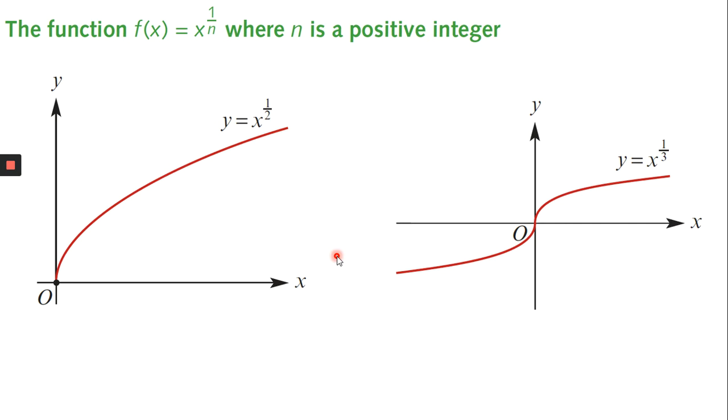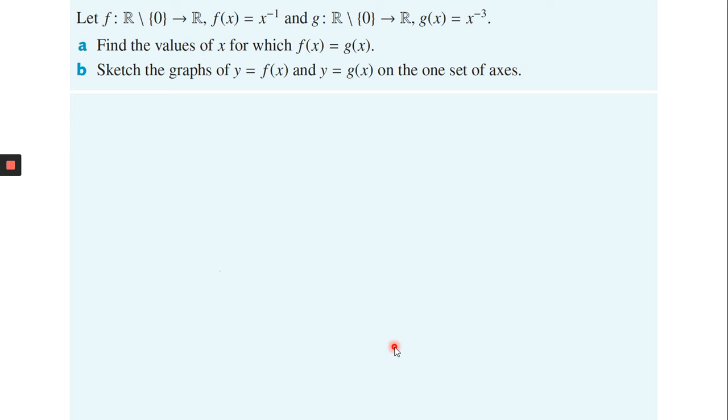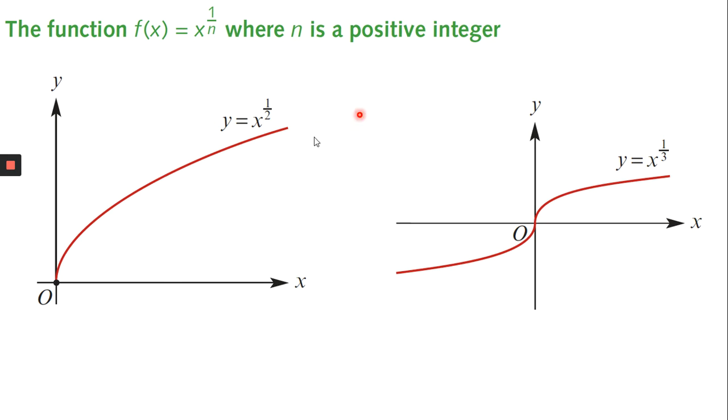So 1 over x to the half, 1 over x to the third, etc. 1 over x to the quarter, 1 over x to the fifth. What do you think happens with those? Obviously, there's a little bit more happening, but you can work out what's happening with those as well.